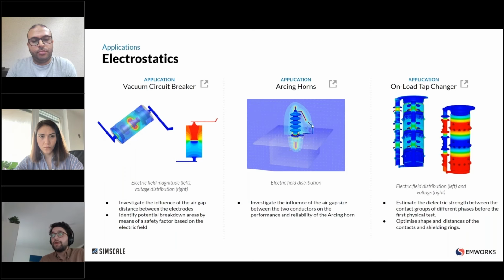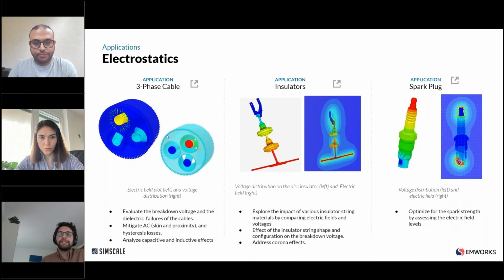You also have an arcing horn, which is applied in high voltage power transmission lines to protect insulators from arc damage. Also an on-load tap changer, which you can find in transformers. It helps in regulating the voltage level without interrupting the load. Other use cases are the three-phase cable, which we talked about extensively today, and string insulators, used as well in transmission lines. And you might also want to investigate a spark plug to calculate the spark strength by assessing different electric field levels and so on.